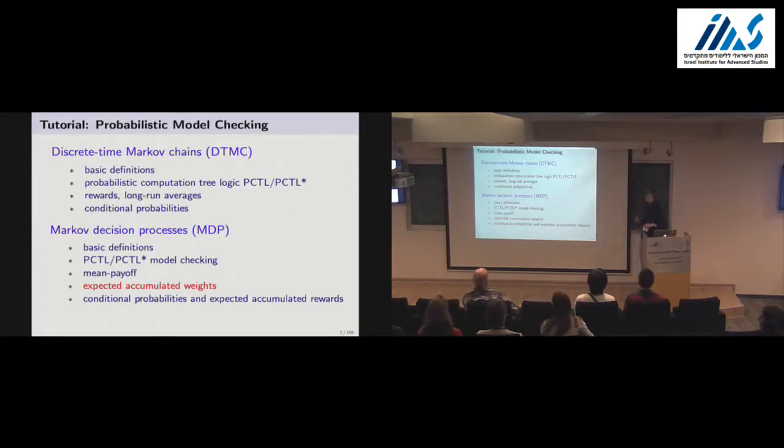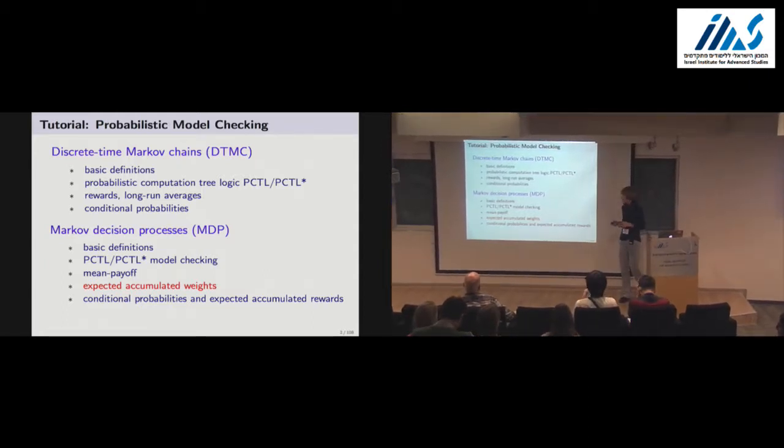This morning we talked about Markov decision processes, and please remember that's a model that combines Markov chains and standard transition systems. So when we are in a state, then we have a non-deterministic choice between different actions, and for each of these state-action pairs we have a distribution for the successor states.